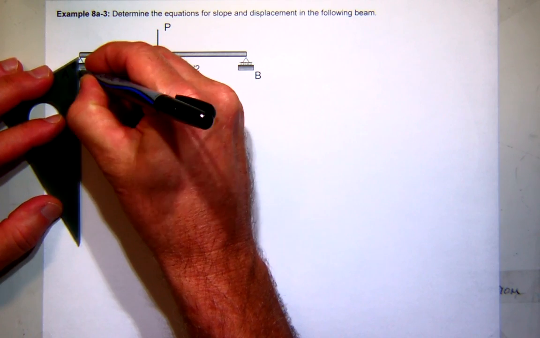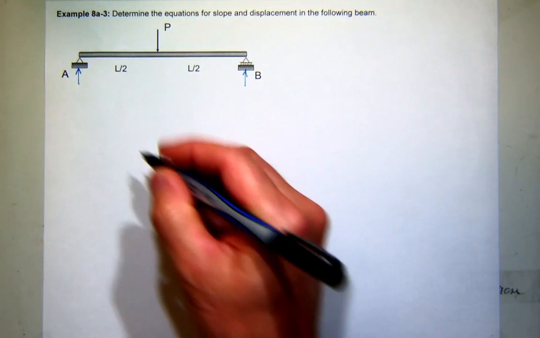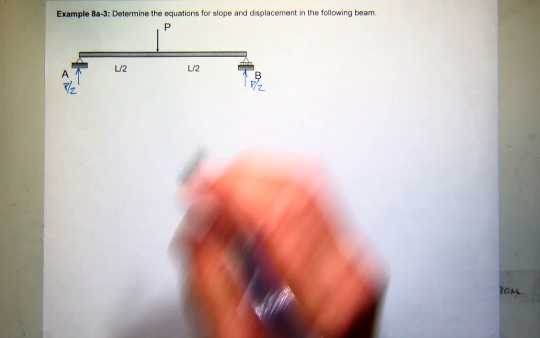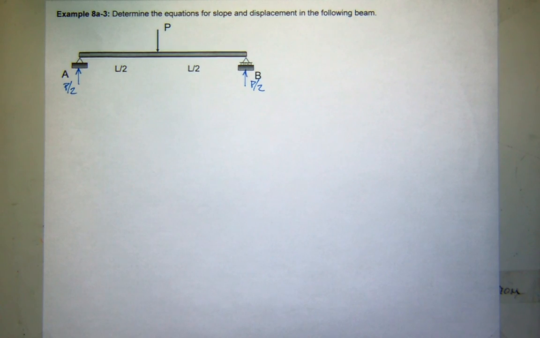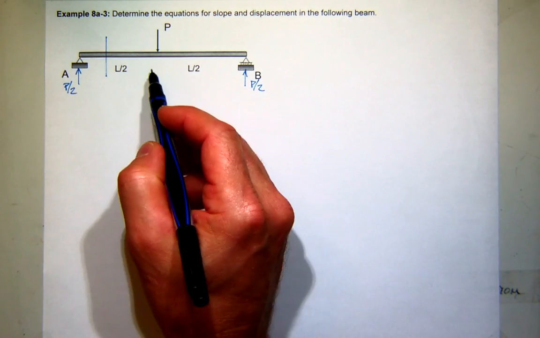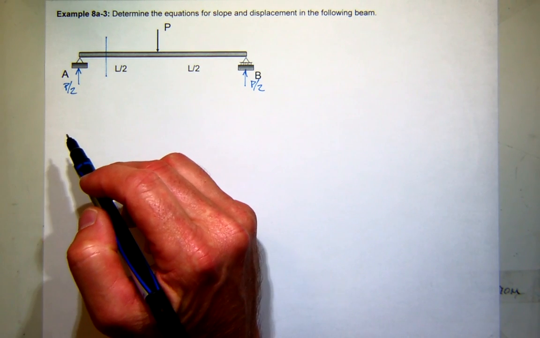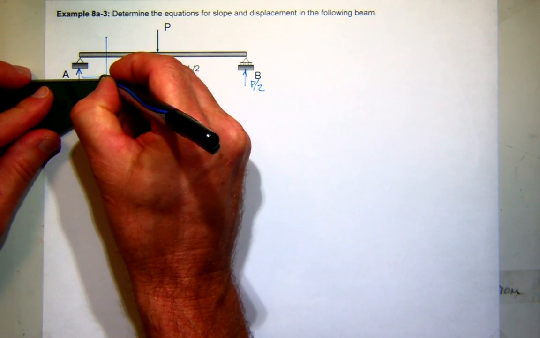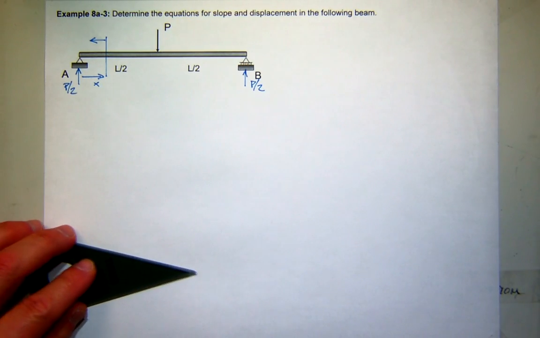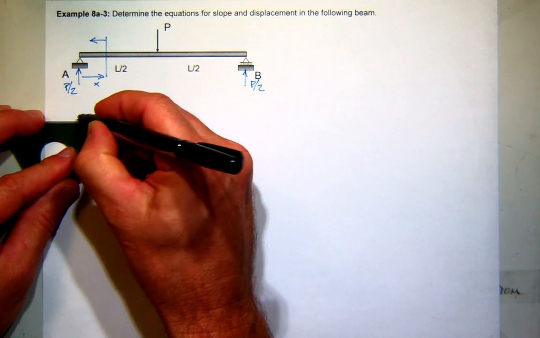The first thing I want to do is find my reactions. I don't think I need to write a moment equation for that. I think you can see that the reactions are just going to be P over 2. So I'll shortcut that a little bit. When I cut it somewhere between 0 and L over 2, I want to work either the left side or the right side. Which one do you think is going to be a little easier to deal with? Yeah, I think the left side is going to be easier. So I'm going to draw a free body diagram of that left side.